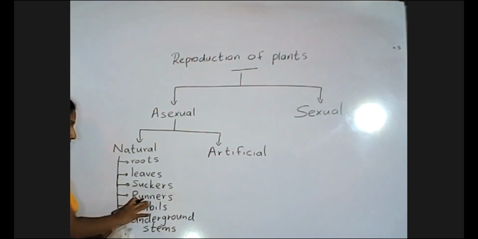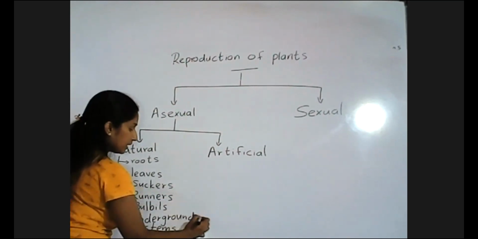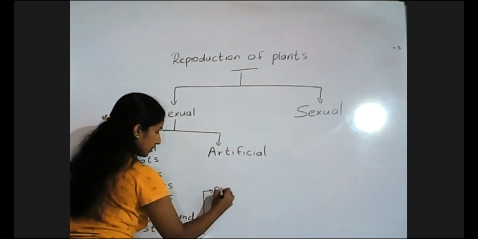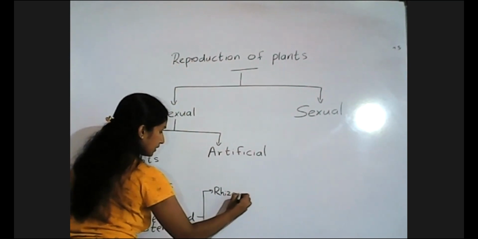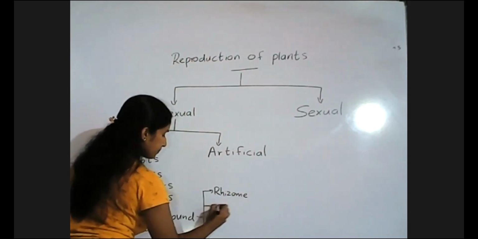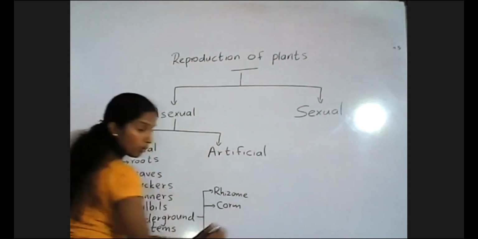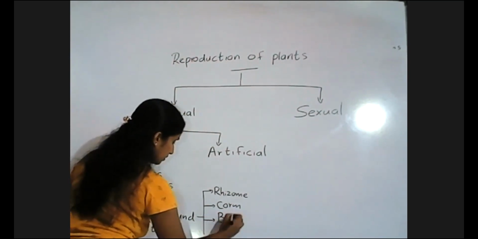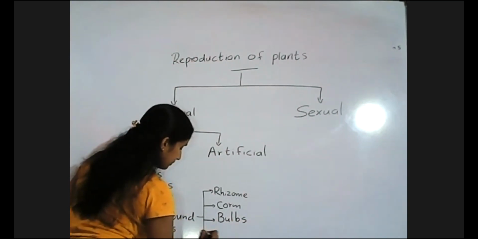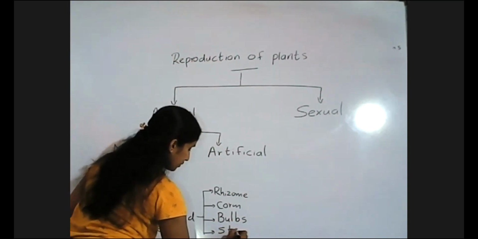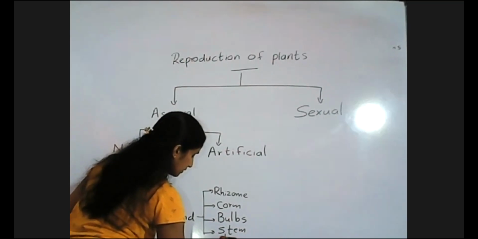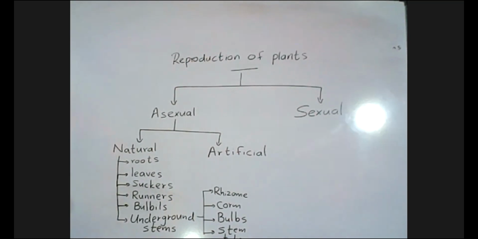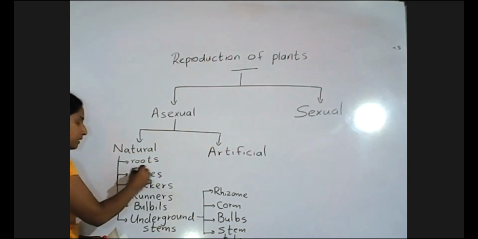When we consider the underground stem, again, there are four types: rhizome, corm, bulbs, and stem tubers. For each and every one, you have to write the examples here.